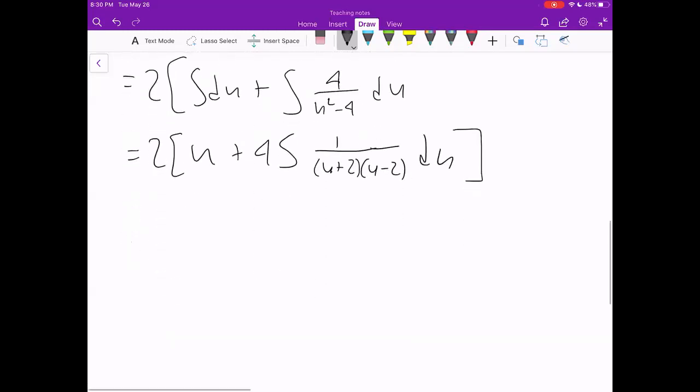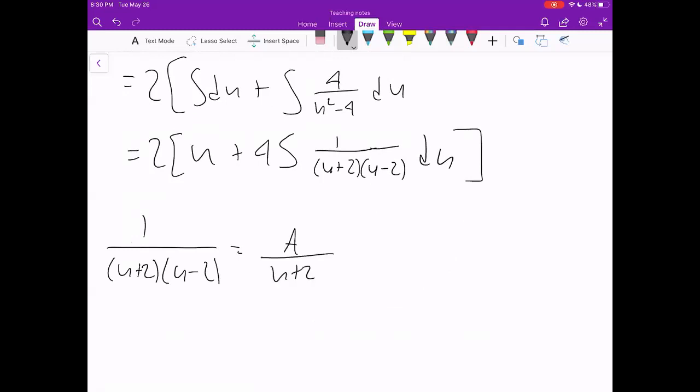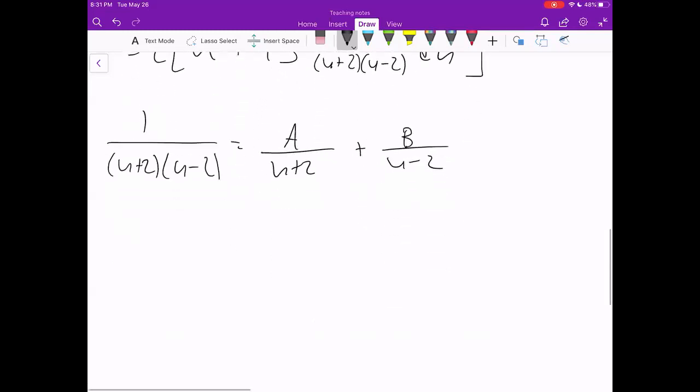Okay, so we know 1 over (u plus 2)(u minus 2). It's going to look something like a over u plus 2 for my partial fractions plus b over u minus 2. And now we're just going to go through and do the partial fractions.